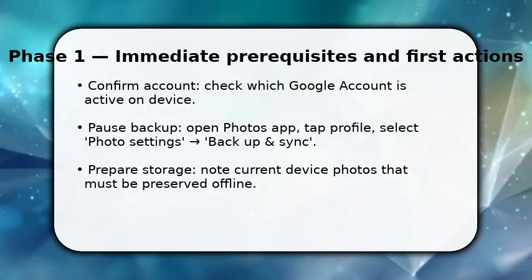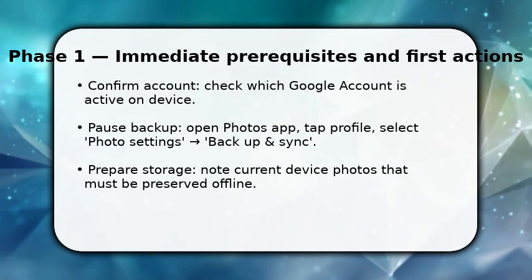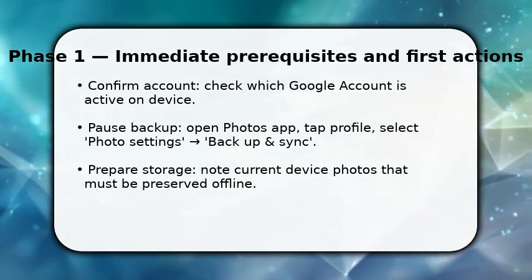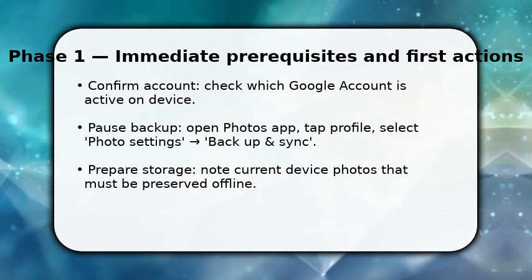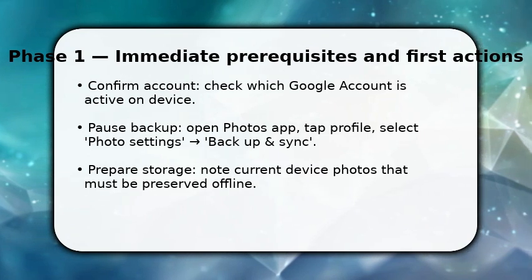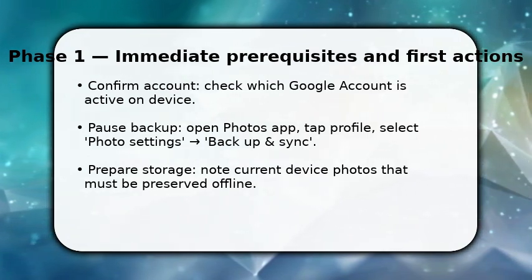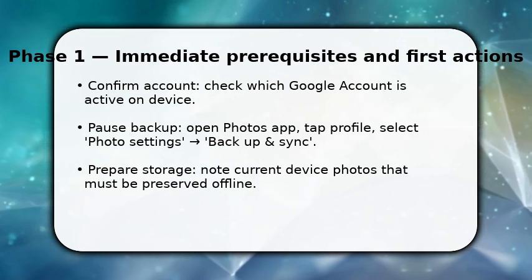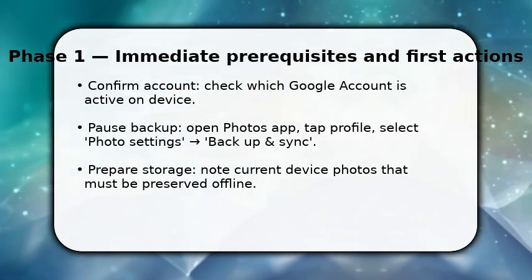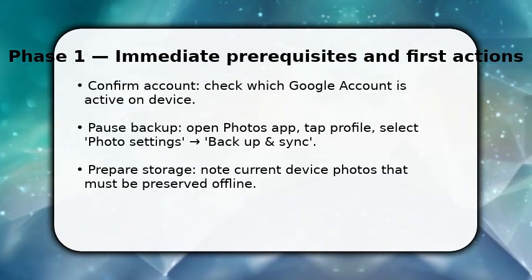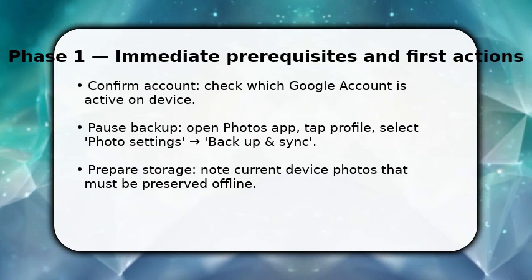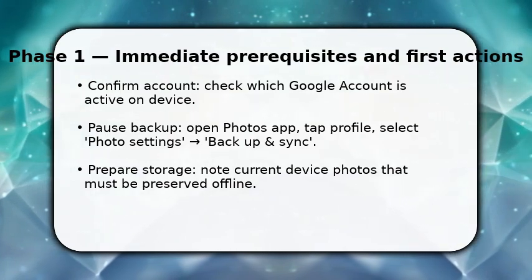Enjoy the video. You start by confirming which Google account Photos is using, because the wrong account will keep syncing. Next, pause backup and sync immediately. This stops new uploads while you work. Make sure you have local copies of any items you want to keep, move them to a separate folder or export to your computer. Once done, sign out of secondary accounts if present, and disable Wi-Fi or mobile data while you change settings to prevent accidental syncs during the process.